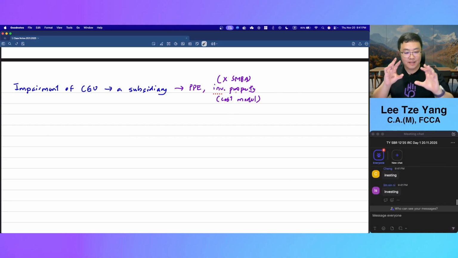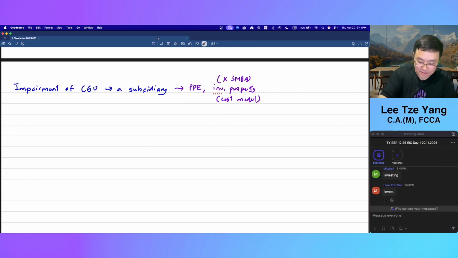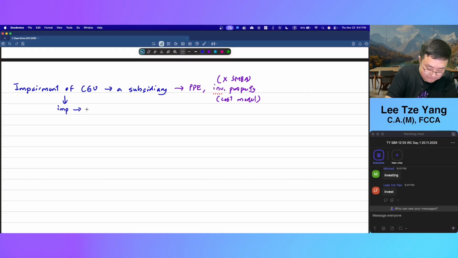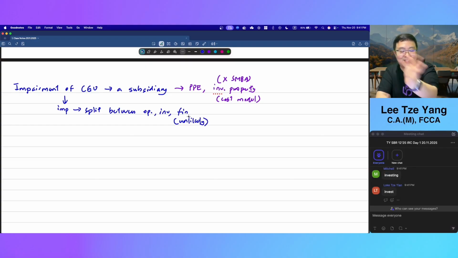So you see, in an impairment of CGU, we need to split the impairment between operating, investing, or financing, although financing is highly unlikely, because as you know, financing is liability. I don't think you have it, but it could go under investing. You need to split. Okay, but do you understand this one? If you understand, type yes. Can you understand? In the impairment of CGU, there's a need for you to do that. Okay, I think this one can be understood.